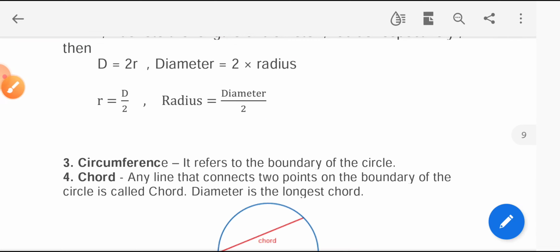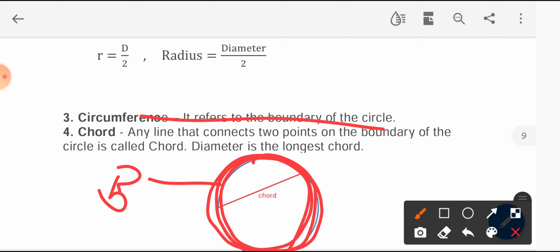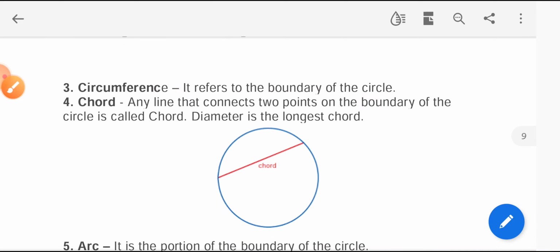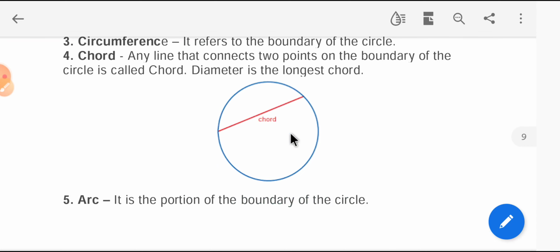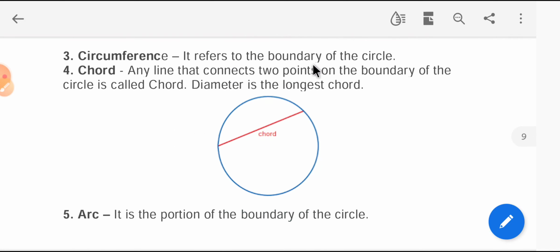Then circumference. Circumference refers to the boundary of the circle, like this. जो total distance रहता है उसे हम boundary बोलते हैं. Then chord. A line that connects 2 points on the boundary of a circle is called a chord. You can see it is connecting the 2 points. एक पॉइंट यहाँ पर है और एक यहाँ पर है. So this is known as chord. And which is the longest chord? Diameter is the longest chord, because diameter is also connecting 2 points on the circle.